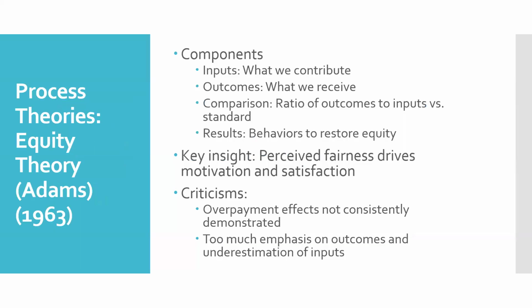So the first process theory that we're going to talk about is equity theory. This is from Adams in 1963. So this is around the time when we've already gotten McClelland's theory of needs, and we don't yet have the ERG theory of needs. But this is a process theory because it talks about what people see as equitable in a work situation in our context, but it could be in other situations in life.